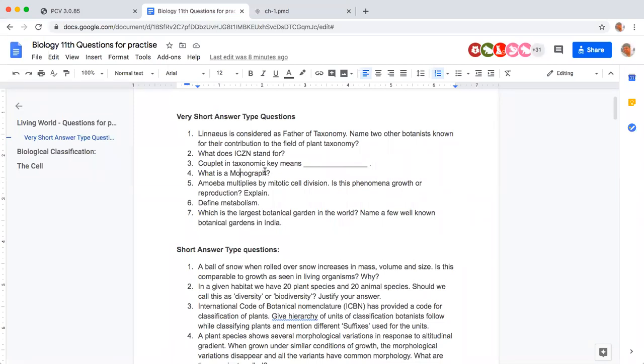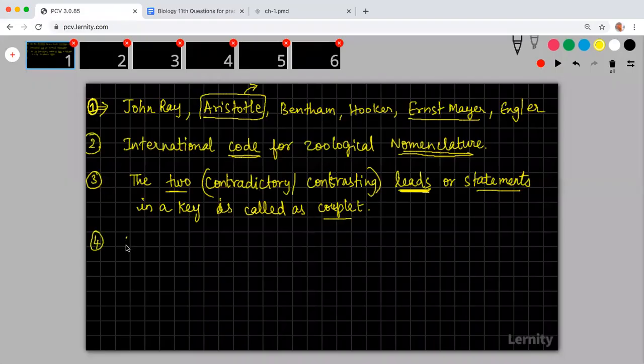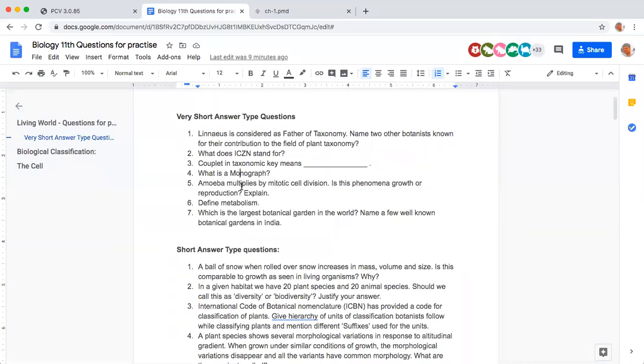Okay, next one. What is a monograph? The fourth one: information on any one taxon is called a monograph. It can be a book, it can be an article, anything, but it will contain information about only one taxon. That is what we call a monograph.